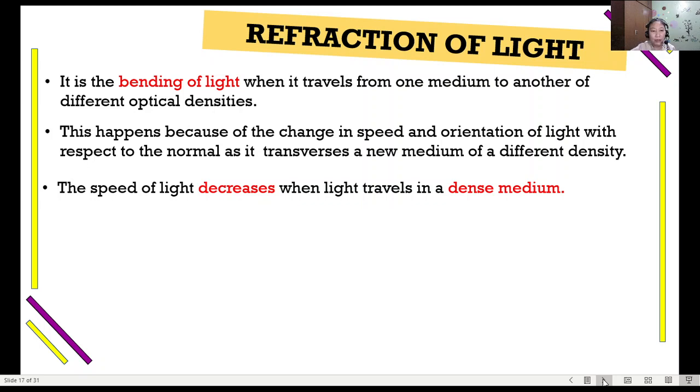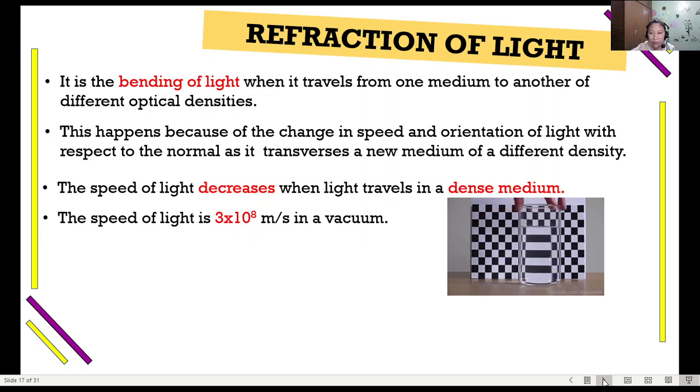So, nasabi na natin to kanina, the speed of light decreases when light travels in a dense medium. So, kung solid ang tinamaan, mas mabagal ang speed of light. Unlike dun sa vacuum, dire-diretso siya, no? It travels at the speed of 3 times 10 to the 8 meters per second. Ayan, ganyan siya kabilis kapag sa vacuum.